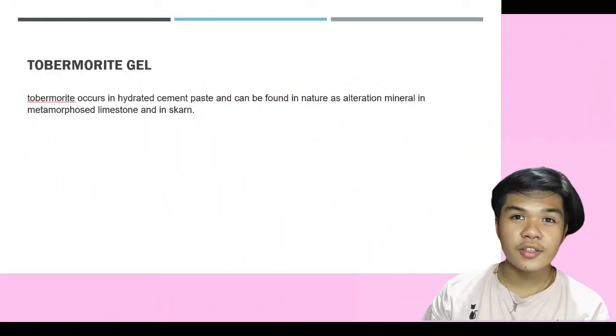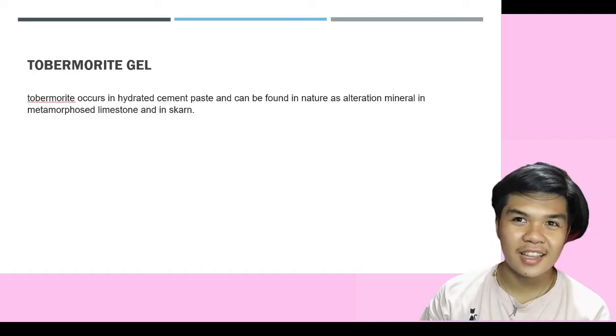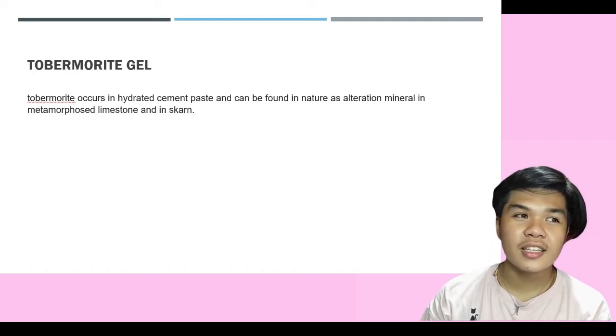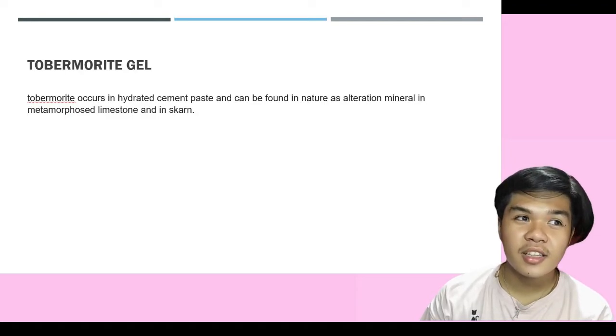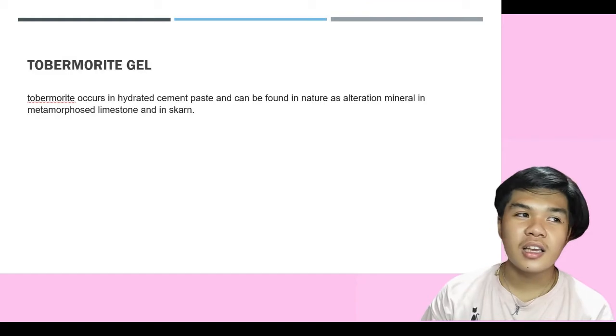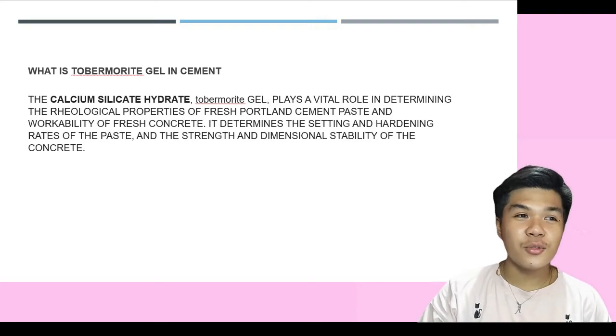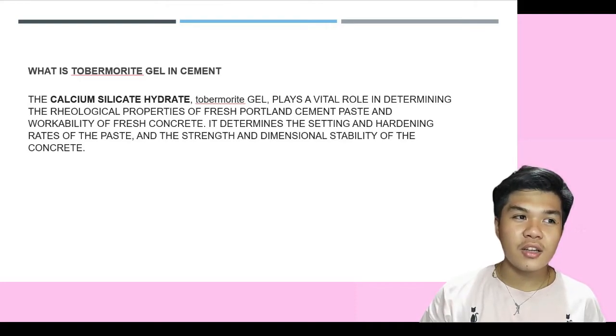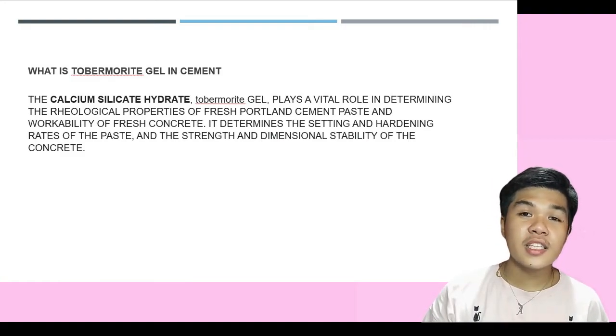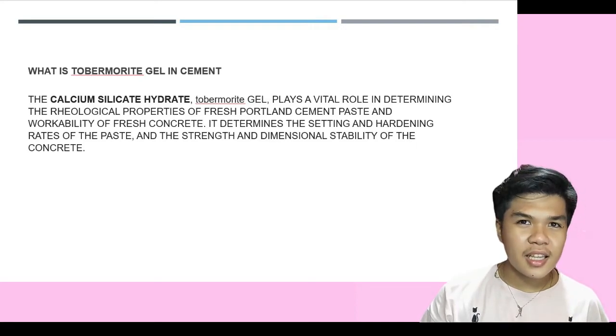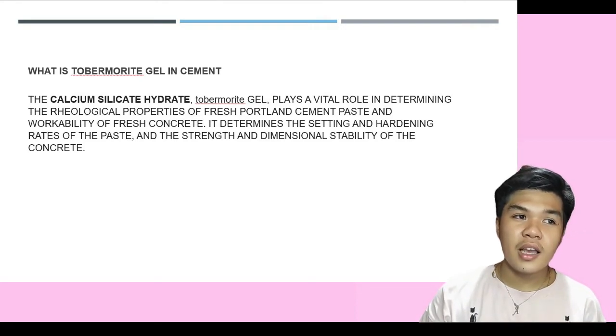So first, what is Vermilite gel? Vermilite occurs in hydrated cement paste and can be found in nature as an alteration mineral in metamorphosed limestone and in skarn. What does Vermilite gel do in cement? The calcium silicate hydrate, Vermilite gel, plays a vital role in determining the rheological properties of fresh Portland cement paste and workability of fresh concrete. It determines the setting and hardening rates of the paste and the strength and the dimensional stability of the concrete.